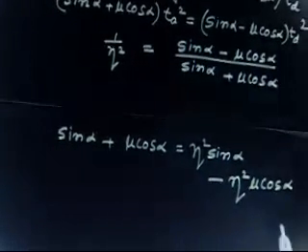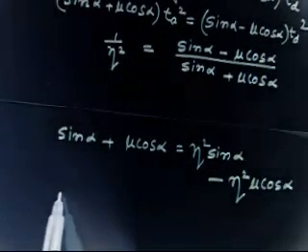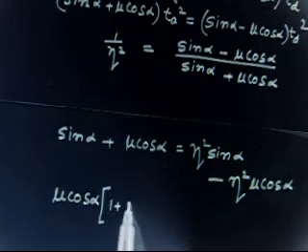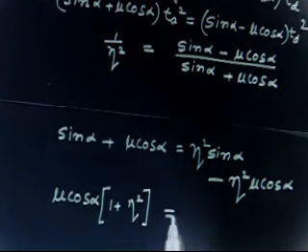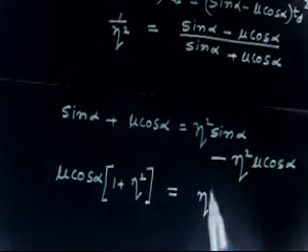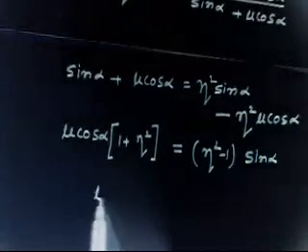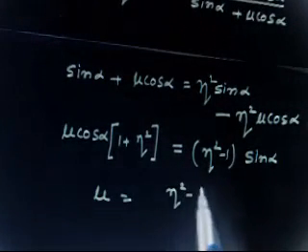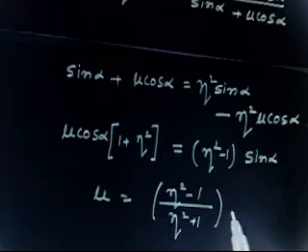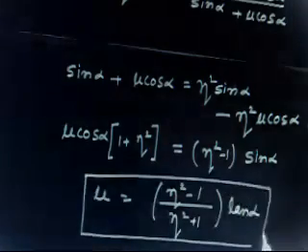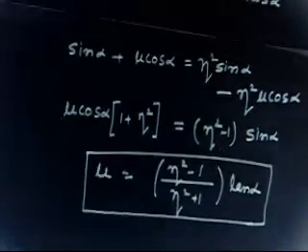Are you getting? Now if you take mu cos alpha common, you will have mu cos alpha times 1 plus eta square equals eta square minus 1 times sine alpha. So from here you will have mu equals eta square minus 1 divided by eta square plus 1, times sine alpha by cos alpha, that is tan alpha. Are you getting?